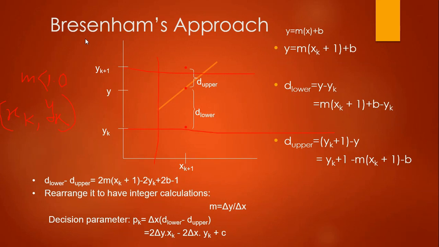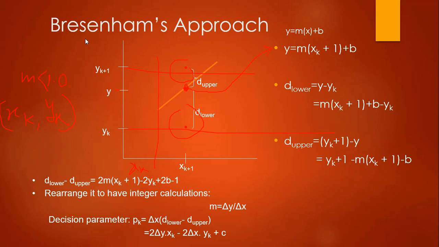So you have already drawn the xk position. Between yk and yk plus 1 you have a position y. On the line you want to decide now whether to represent the pixel on this side or this side, the lower portion or the upper portion.